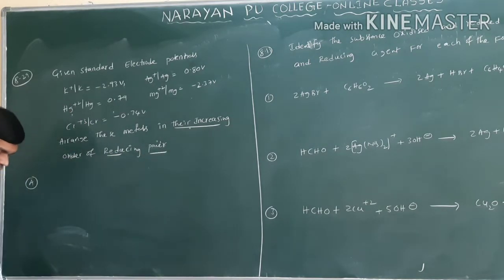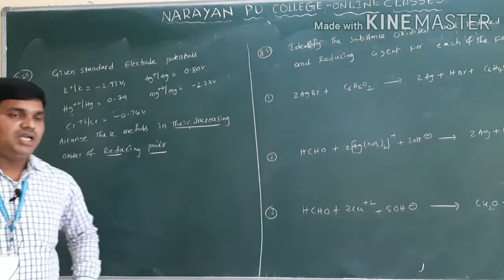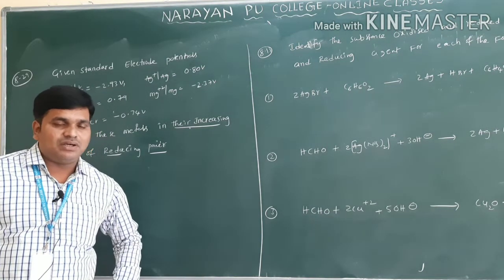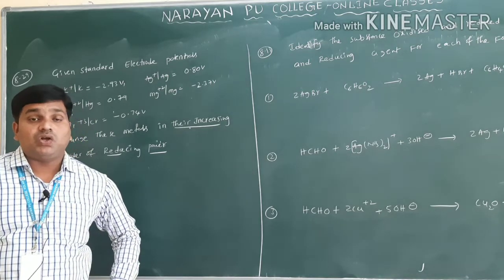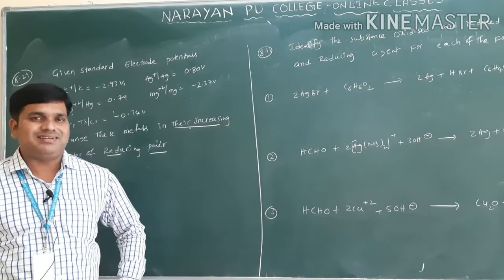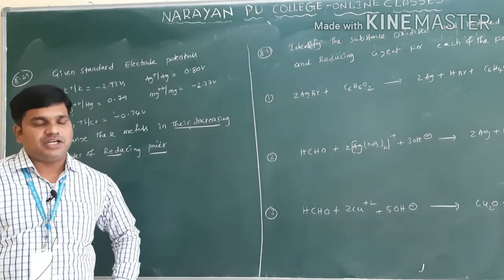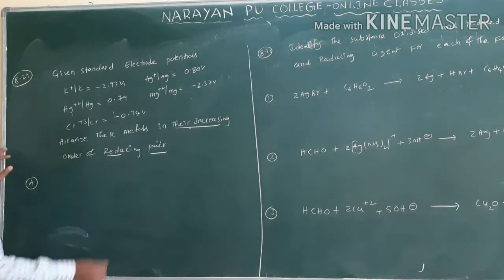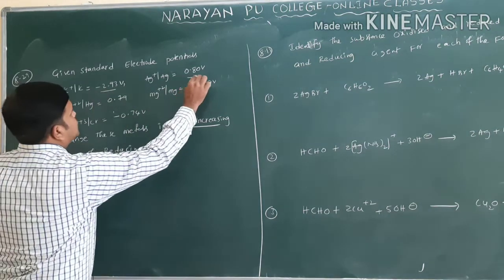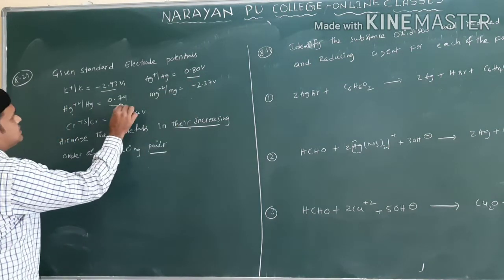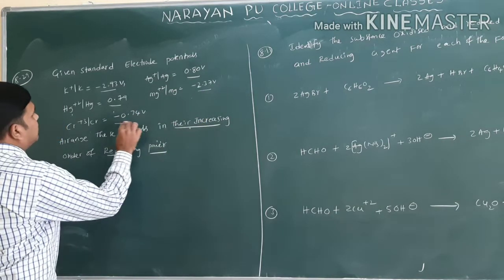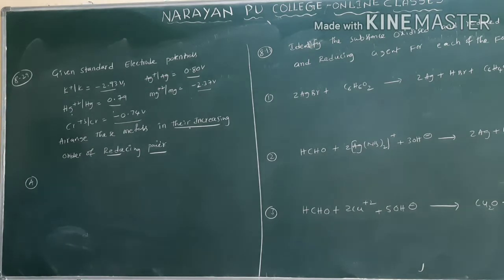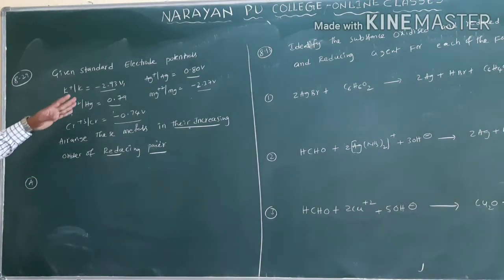So generally, how can you identify the best reducing agent? The metal with the lower reduction potential value has the highest reducing nature. Now we see the values here: minus 2.93, 0.80, 0.79, minus 2.37 and minus 0.74 volts. Simply we can say, the lower the value, the higher is the reducing power.